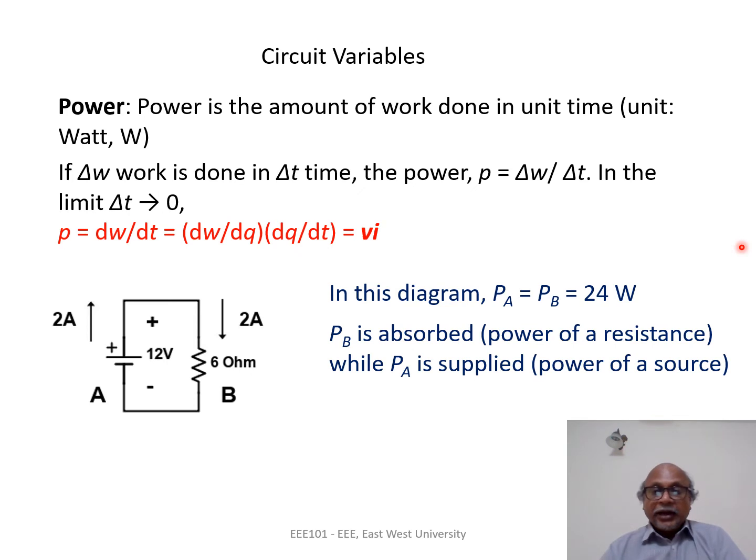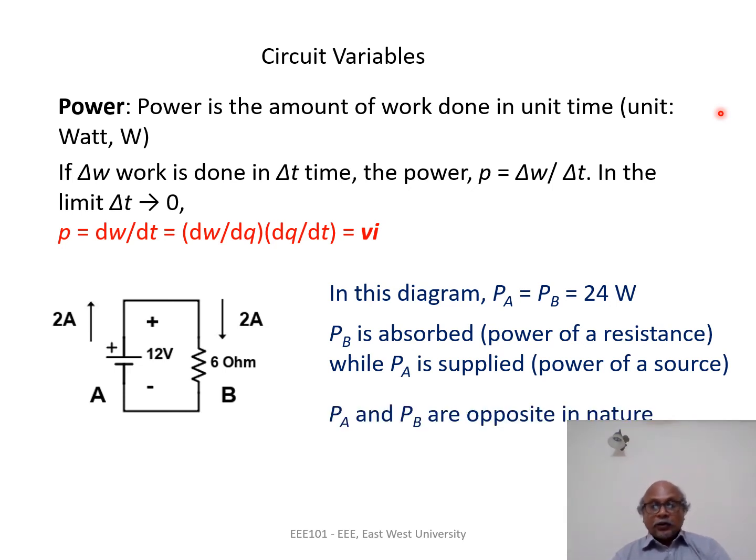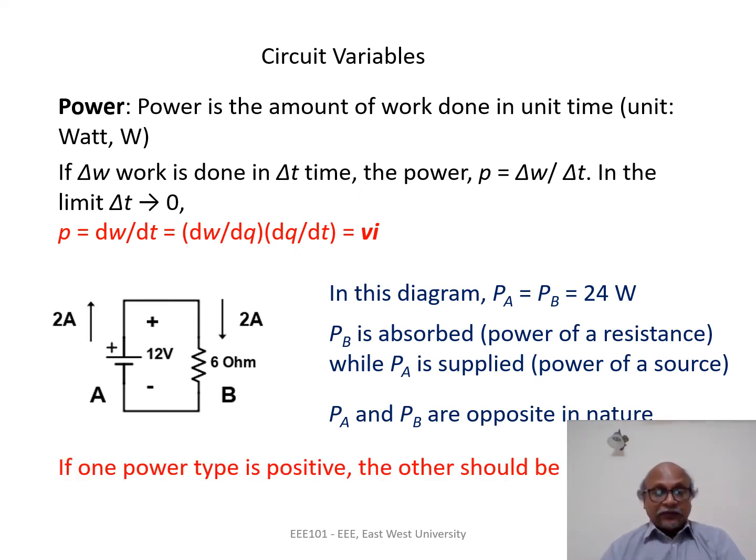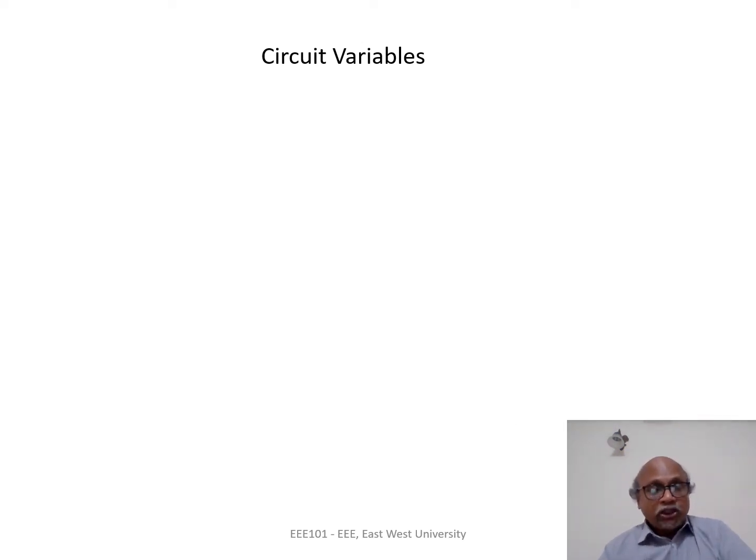So we know that PB power is absorbed. However, a battery supplies power. So the power of the battery is 24 watt, but this is supplied. So both 24 watts, but one power is absorbed and the other power is supplied. Okay, so these two are opposite in nature. If we call one power positive, the other power should be negative. Okay, now the question is which power is positive and which power is negative.